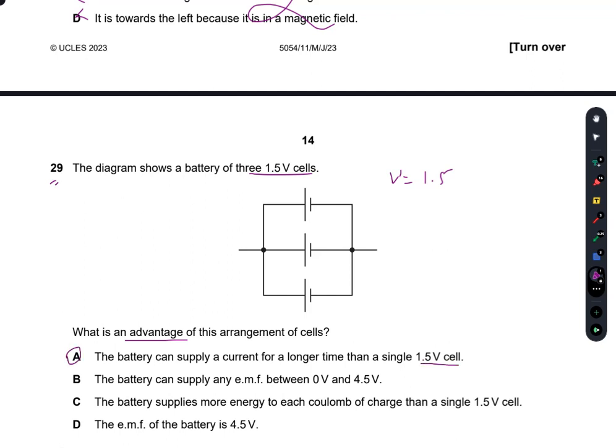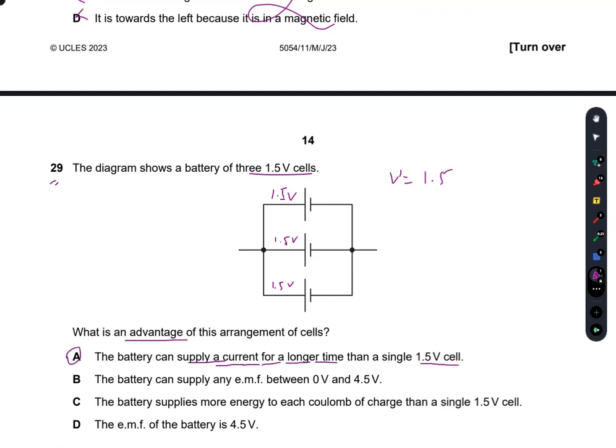Yes, this is the most compelling statement because now there are three 1.5 volt cells. Although the voltage remains the same, the current supplied by these three cells will flow for a longer time because all these are connected in parallel. So A is the most compelling statement.